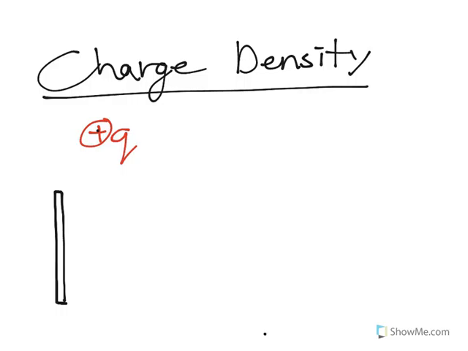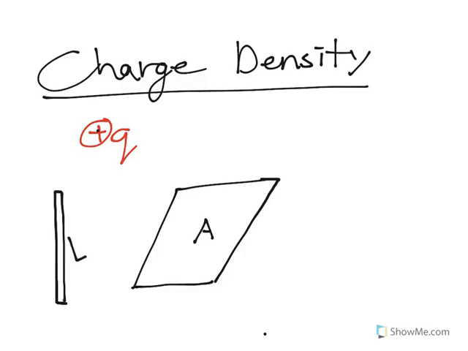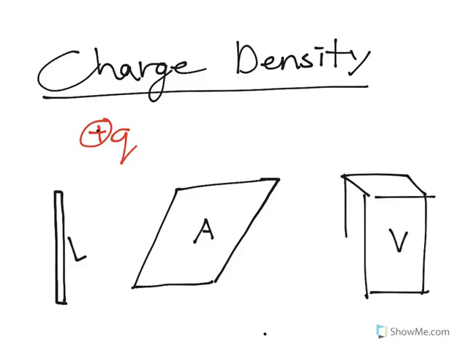Okay, so there's the wire, a plate, which is a plane, and it has an area associated with it. This only has a length associated with it. And then a volume. So the area actually has two lengths associated with it, and volume has 3.